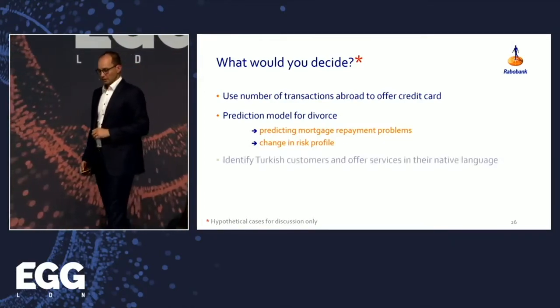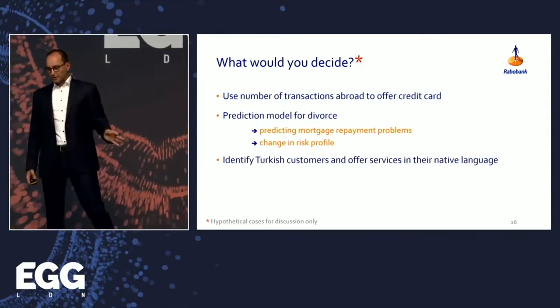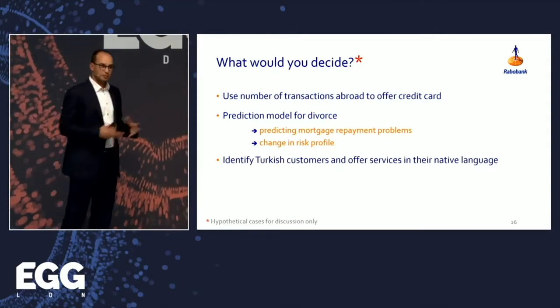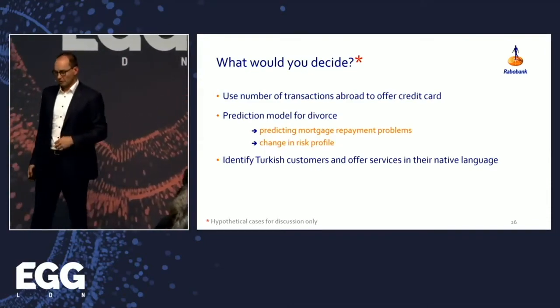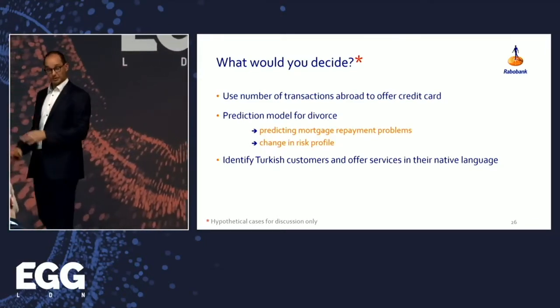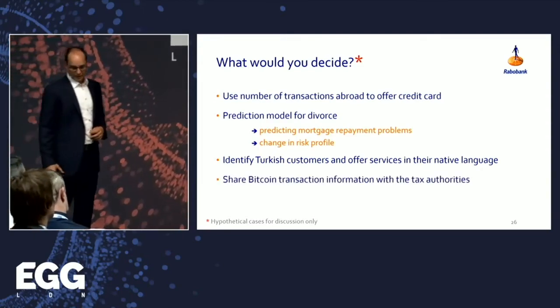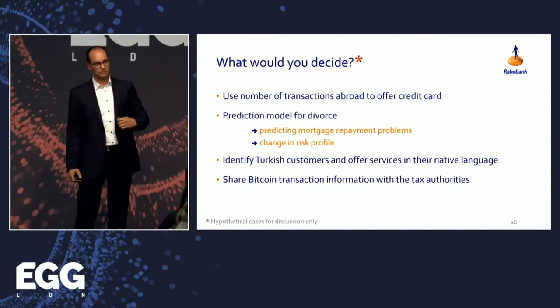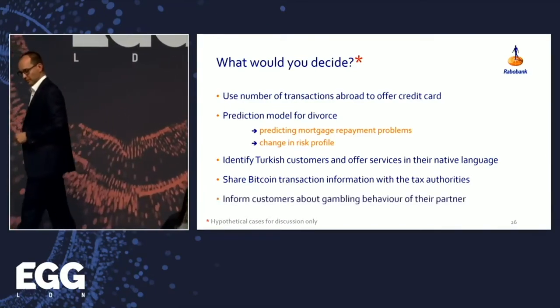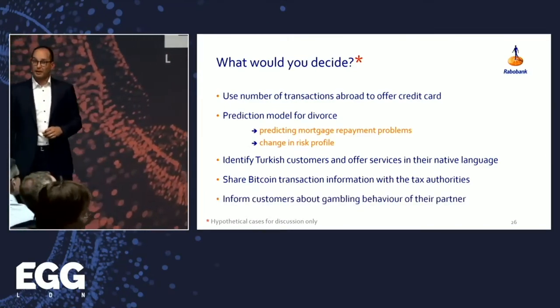Identifying Turkish customers and offer them specific services. Well, this is the term of inclusion-exclusion. Why doing this for Turkish customers, not others? Sharing Bitcoin transactions with tax authorities. Well, not proactively, of course. And what about informing our clients on the gambling behavior of their spouses?